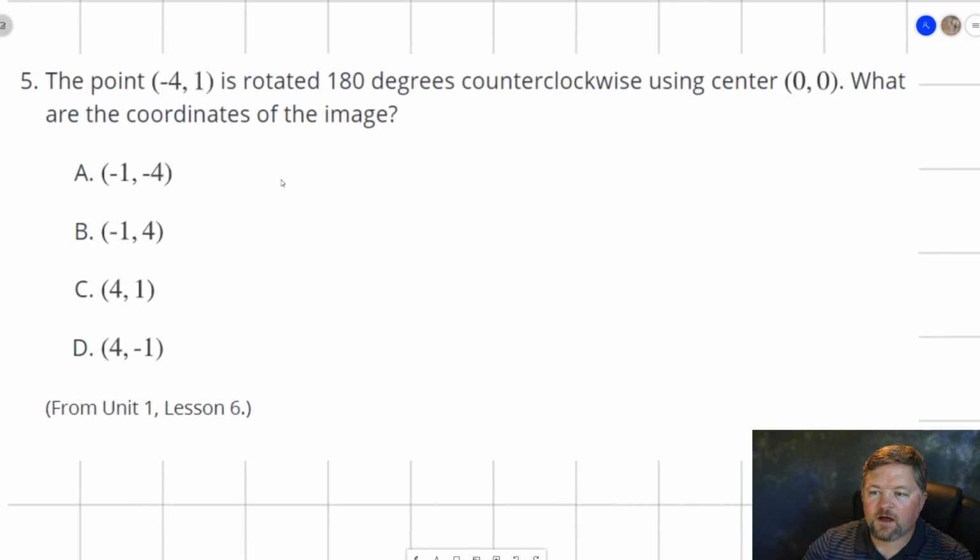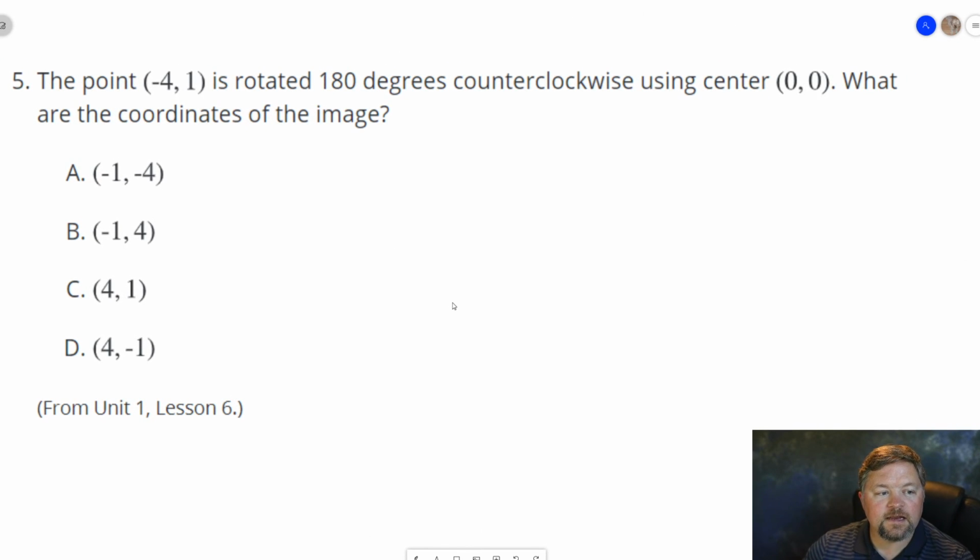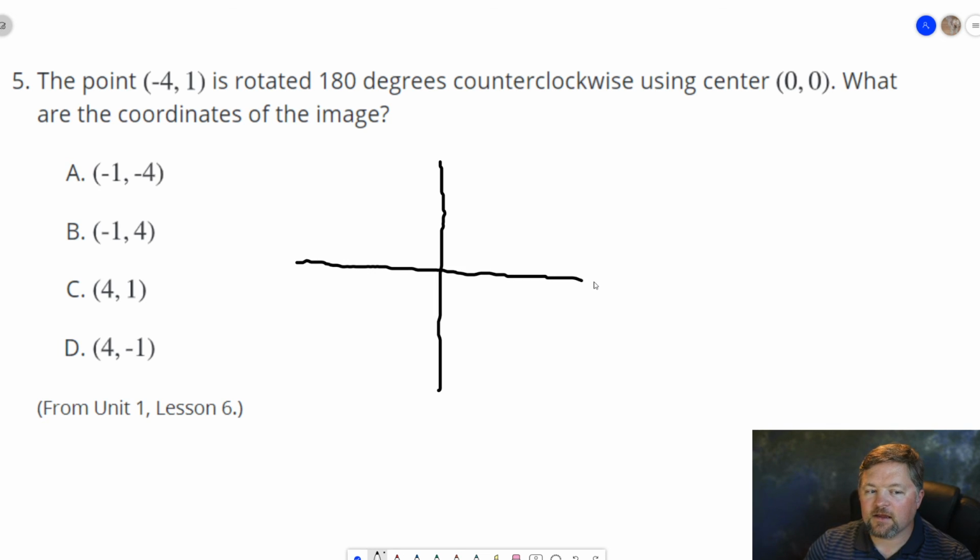Okay, question 5. The point negative 4, 1 is rotated 180 degrees using center 0, 0. What are the coordinates of the image? So we started out with negative 4, 1. We rotate 180 degrees around the origin. Let's just quickly sketch a graph. I could get a real graph here, but a quick sketch should work. Negative 4, 1 is negative 4, 1.